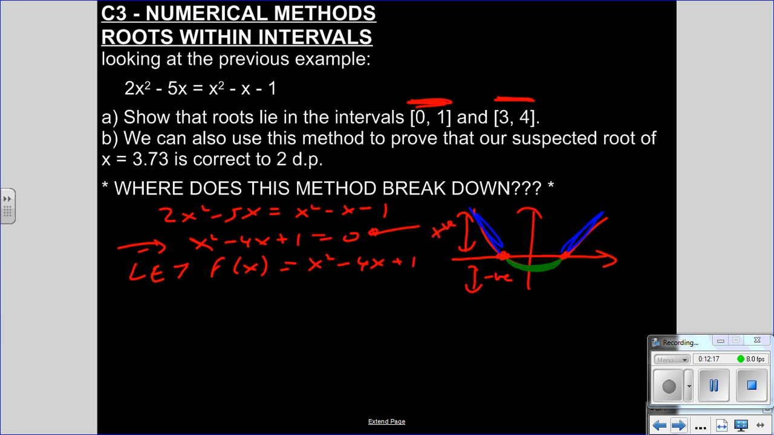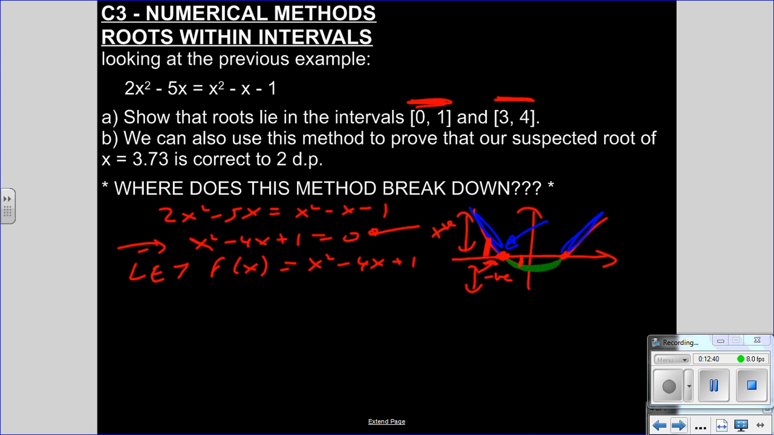So the theory is, if I can show that on the left-hand side, here, I've got a positive value of y, and on the right-hand side of this root, I've got a negative value. Since the y has changed in sign, there must be a root in between. There must be something in between, all right?